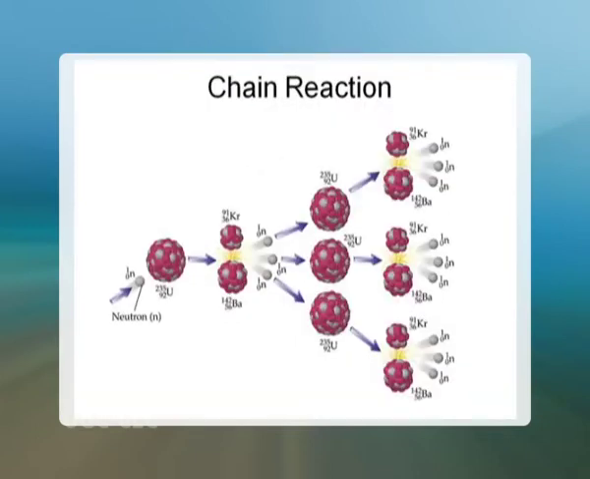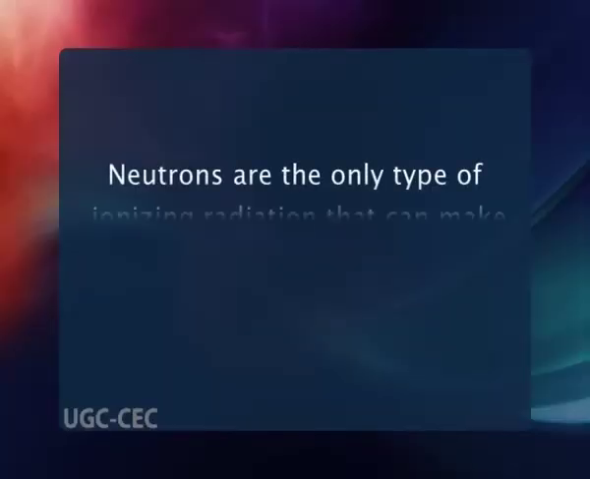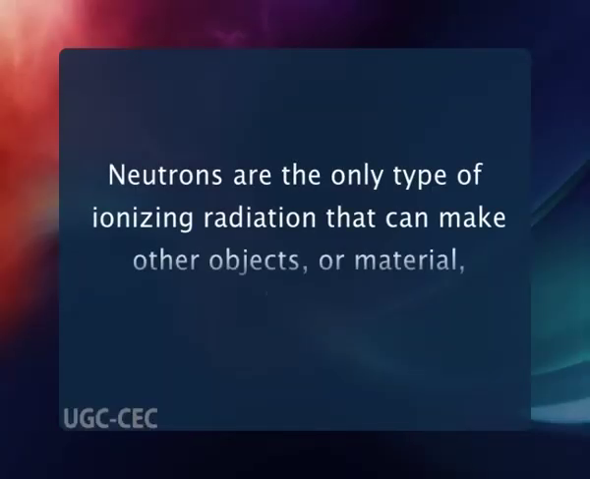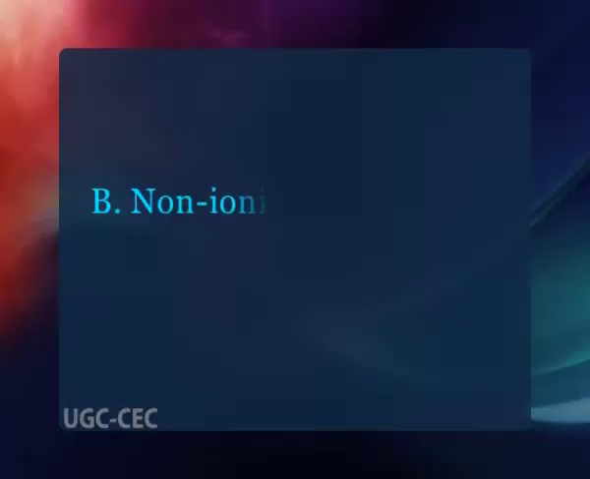Neutrons are rare radiation particles that are produced in large numbers only where chain reaction, fission or fusion reactions are active. Neutrons are the only type of ionizing radiation that can make other objects or materials radioactive. This process is called neutron activation and is the primary method used to produce radioactive sources for use in medical, academic and industrial applications.